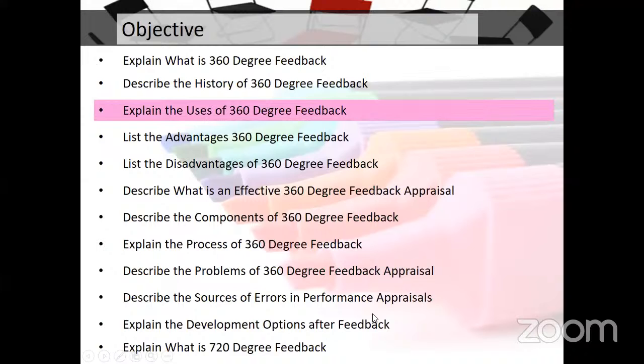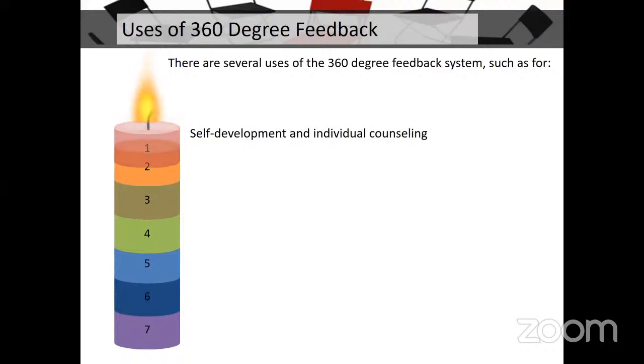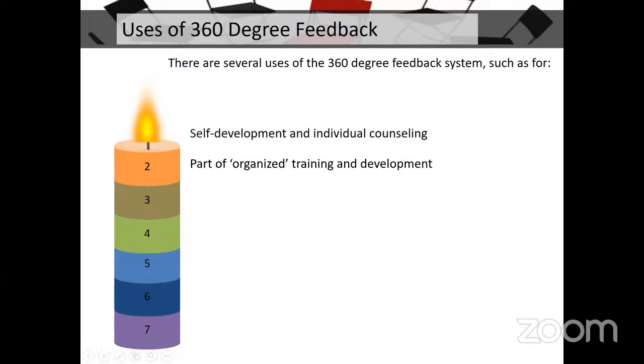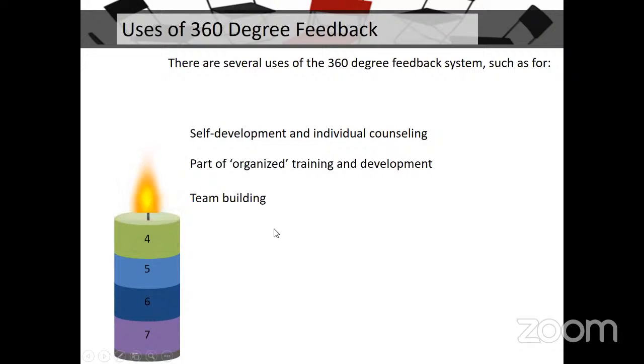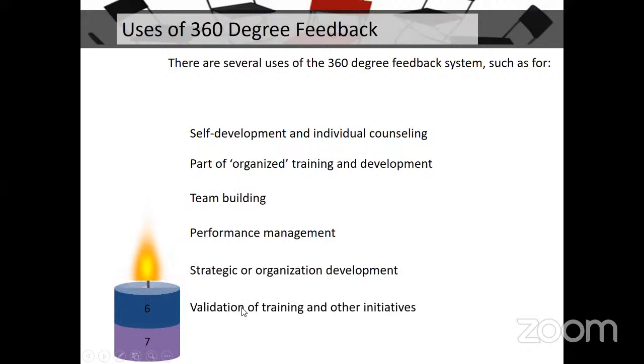We go to the third objective, in terms of the uses of the feedback. There are various ways in terms of the feedback. And as you realize, my dear colleagues, this is just the formalized part of it, but most of them I'm picking as I'm going through the process. So you can see there is individual counseling, there's organized training and development. We have team building, which like I said is very effective in building teams. The performance management system, strategic and organization development; I talked about the organization objectives. We have something we call validation of training and other initiatives.